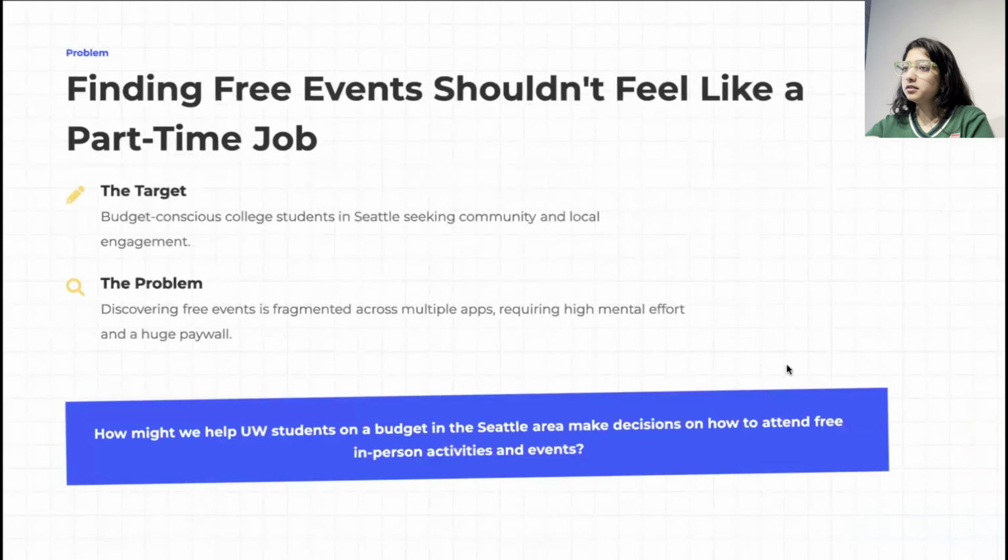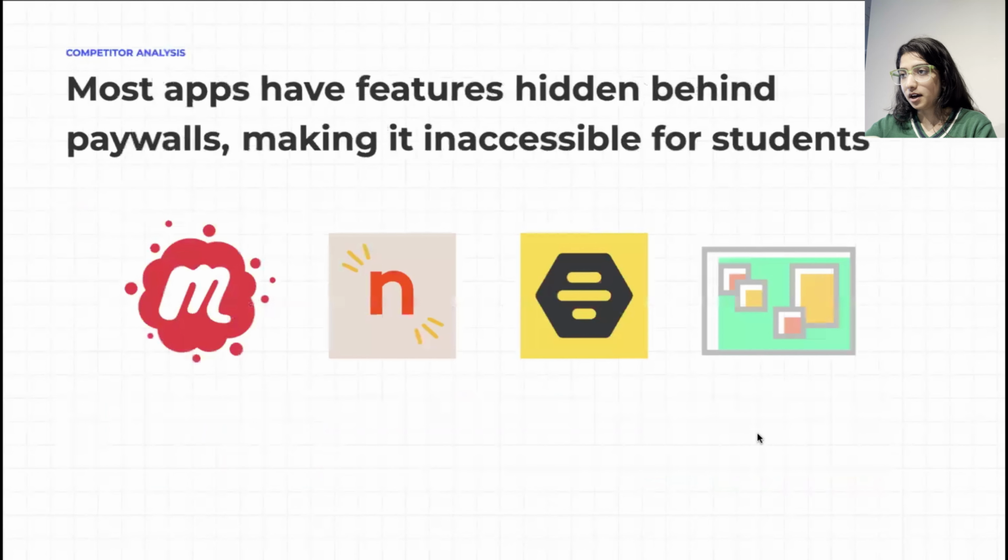So finding free events should not feel like a part-time job, but honestly, it does. Students have to check multiple apps, scroll endlessly, and sometimes hit paywalls just to see basic information. So the question became, how might we help UW students on a budget decide whether to attend free in-person events without all that effort?